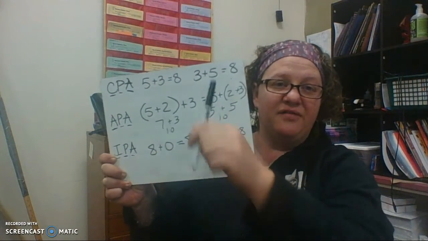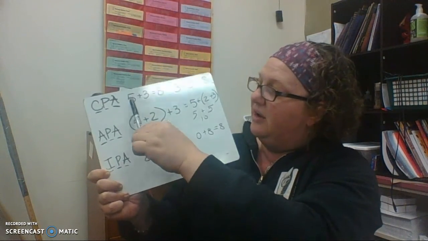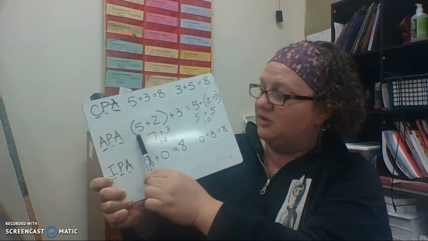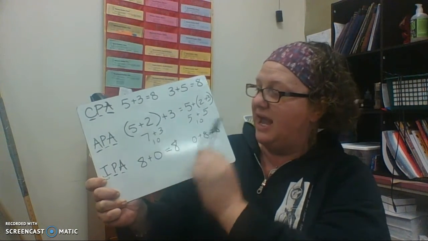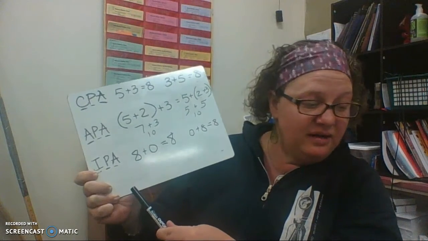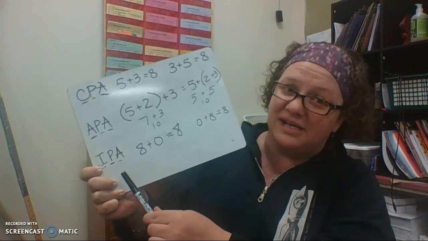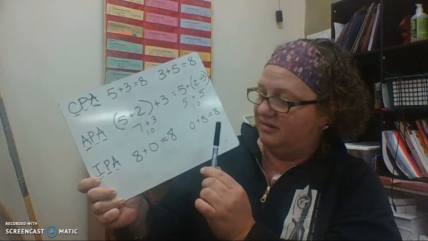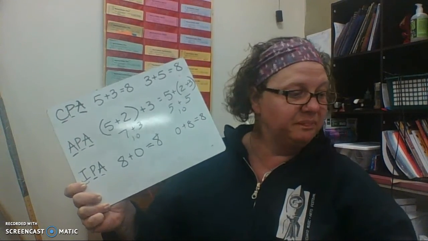Okay, so we have the commutative property, where you can flip-flop and they'll equal the same. We have the associative, where we have the parenthesis action going on. And then we have the wonderful identity property that identifies the other number in the problem, okay?